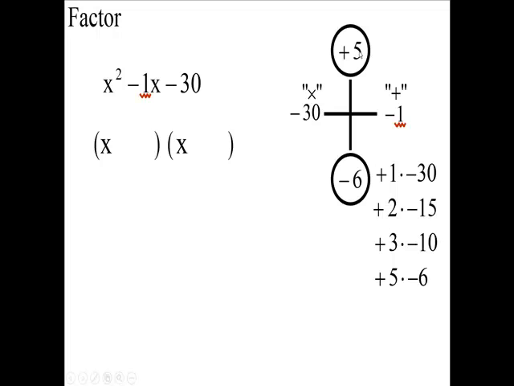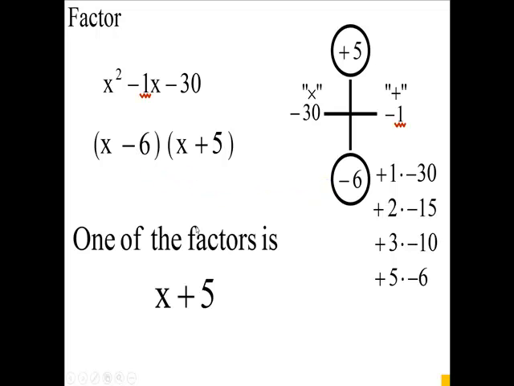So the plus 5 gets put here. The negative 6 goes over here. And we're done. We're going to say one of the factors. You could say x minus 6 is one of the factors, but the answer on our answer sheet is to pick x plus 5 as one of the factors. So one of the factors is x plus 5. The other factor is x minus 6. Either one of these could have been the answer to my question.